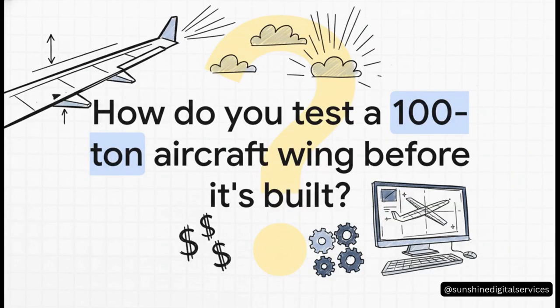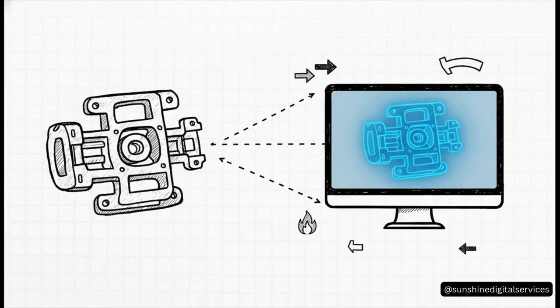Just think about that question for a second. The stakes here are just impossibly high. You have to know for a fact that a brand new design for a massive aircraft wing can handle the unbelievable forces of flight. So how do you test that without spending millions on a physical prototype that you're just planning on destroying anyway? Well, here's the answer.